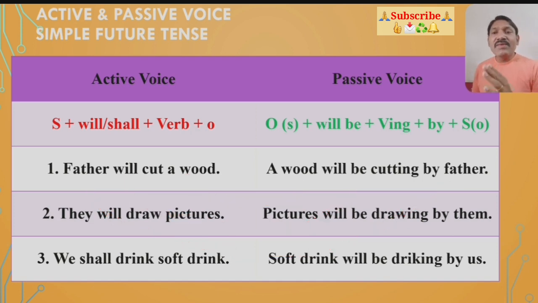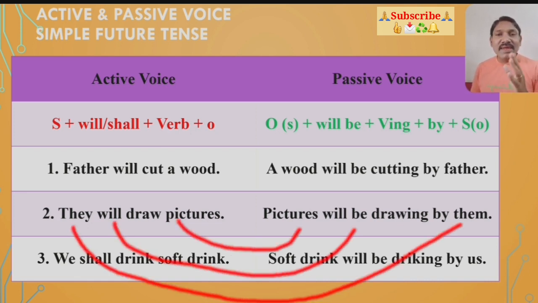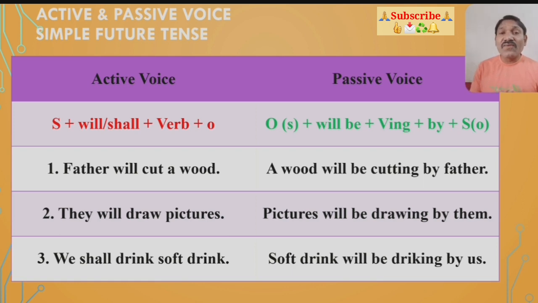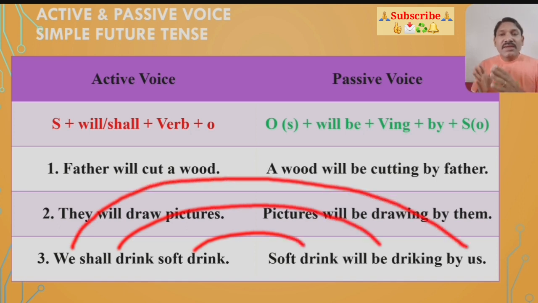Next example, they will draw pictures. Here they is a subject, will draw is a verb, pictures are object. Now here the sentence in passive voice will be pictures will be drawing by them. Now next example, we shall drink soft drinks. Okay student, in this sentence, we is the subject, shall drink is a verb, and soft drinks is an object. Now this sentence in passive voice will be, soft drink will be drinking by us. Okay student, have you understood? Very easy.